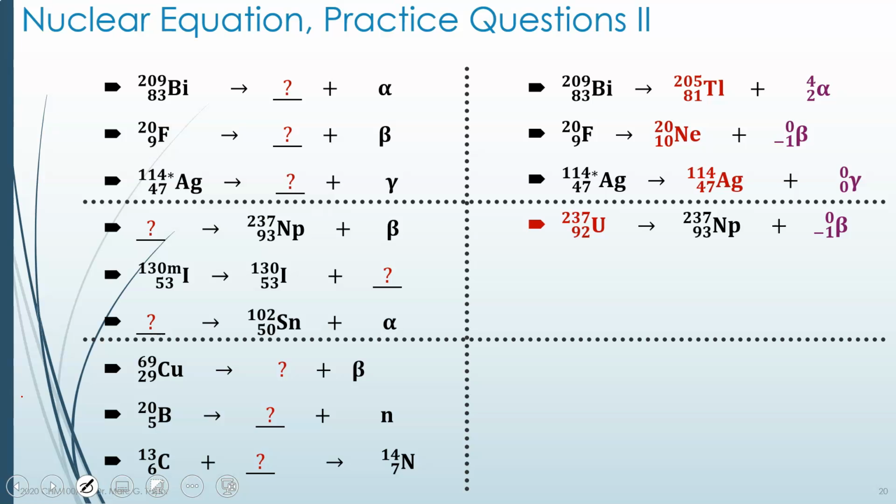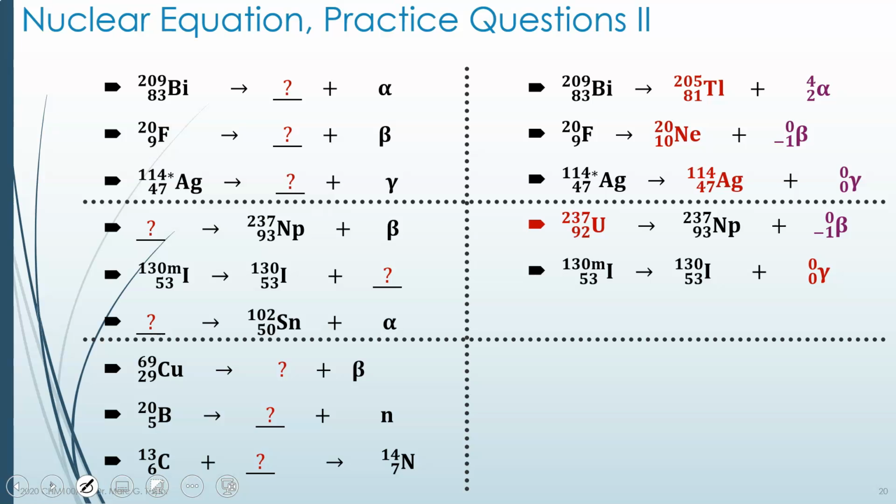The next example, iodine-130M. So the M is your tip-off. Oh, it's a high-energy form. It's going to undergo a gamma decay. And that's pretty obvious, but let's look at the numbers. We're going from 130 to 130. We're going from 53 to 53. That means we know the top number is 0, the bottom number is 0. And the only thing you know that has that property is pure energy. And in this case, pure energy means a gamma particle. So we would write gamma as our answer.